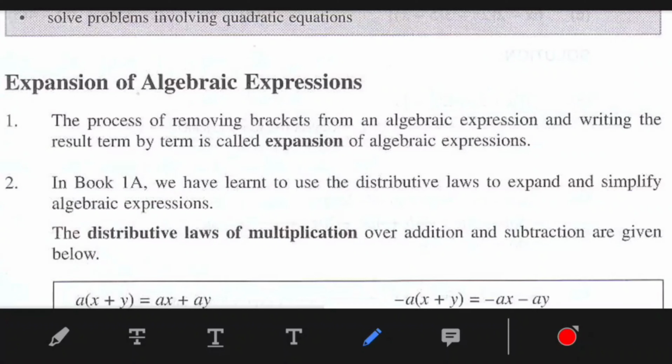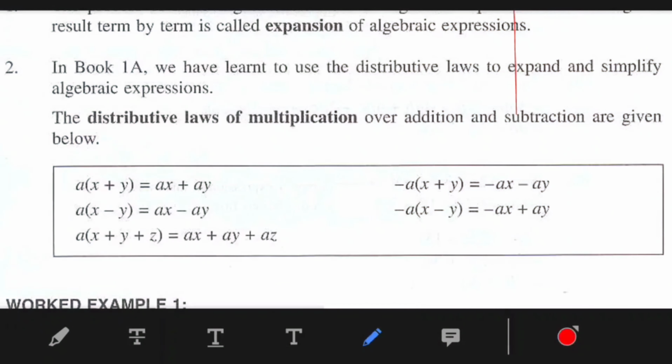By now you must have finished the distributive law to expand and simplify algebraic expressions. Let me revise it quickly by looking at the distributive law again. The distributive law of multiplication over addition and subtraction is given below. Here, the first one, you have a outside the bracket and x plus y inside the bracket.